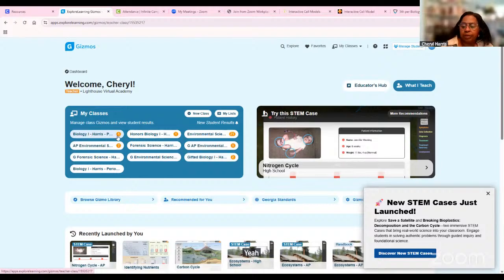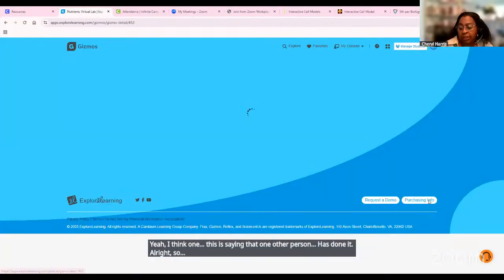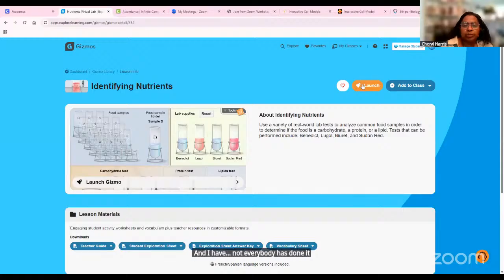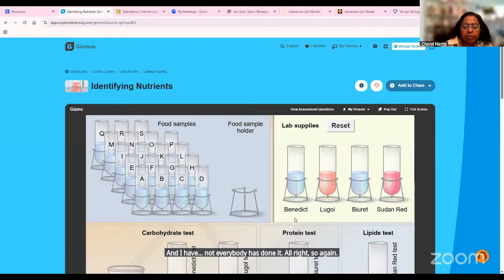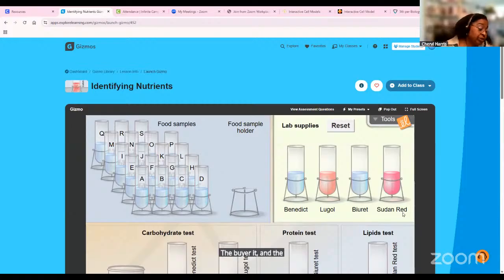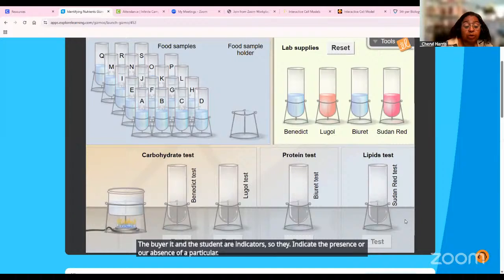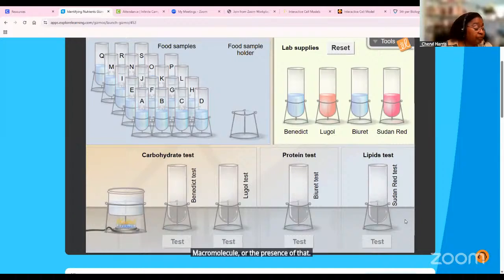I think this is saying that one other person has done it. All right, but not everybody has done it. So again, these chemicals, the Benedict solution, the Lugol, the Biuret, and the Sudan are indicators. So they indicate the presence or absence of a particular macromolecule, or the presence of that substance in a food that you are consuming. We also have different enzymes for each of these. The enzymes that digest your food are specific to the kind of nutrient it is.